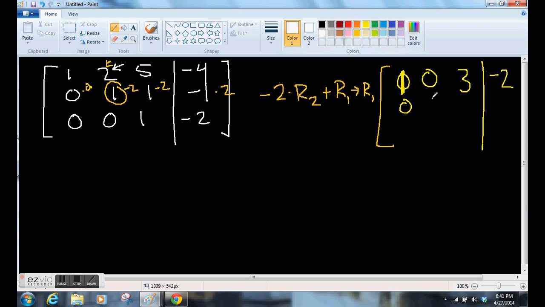I'll make it white. 1, 1. Haven't done anything to this. And row number 3 stays the same. And haven't changed anything. I'm only changing one row at a time. So that looks good. So now, here's what I don't like.